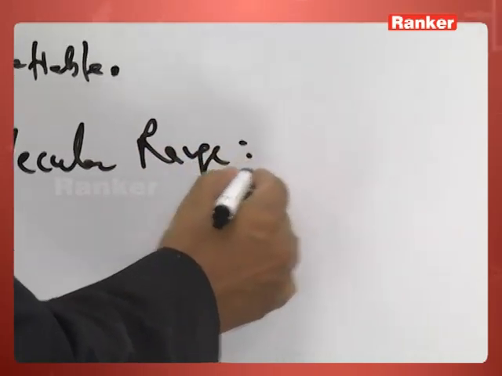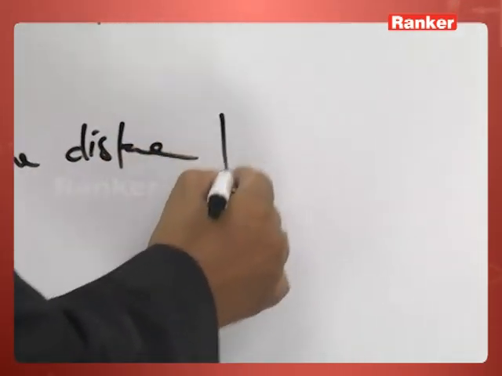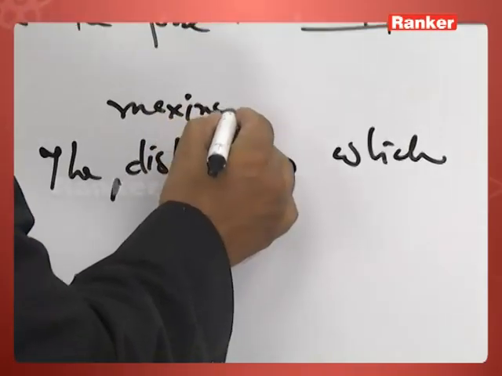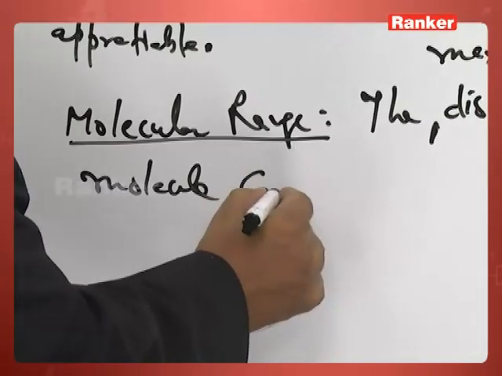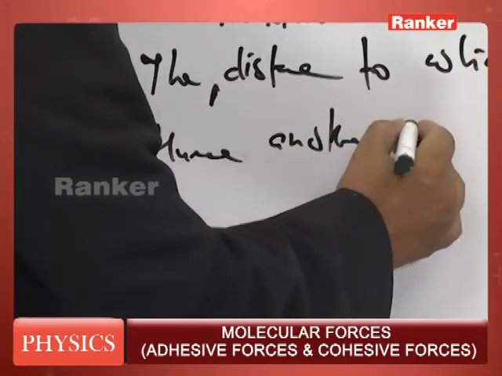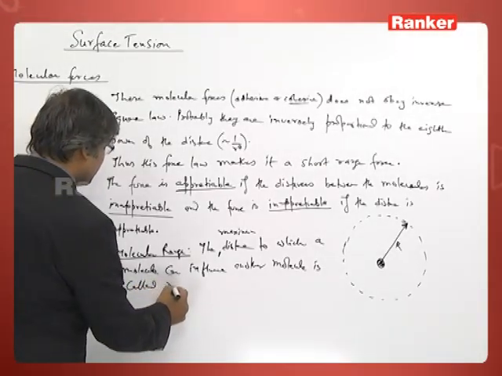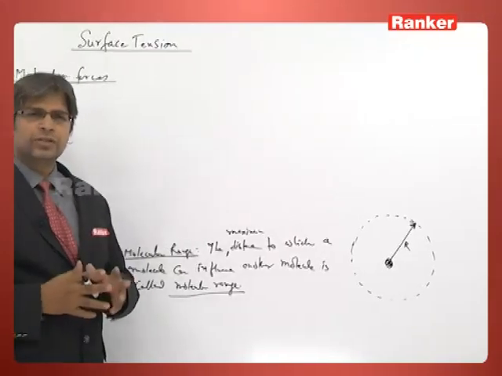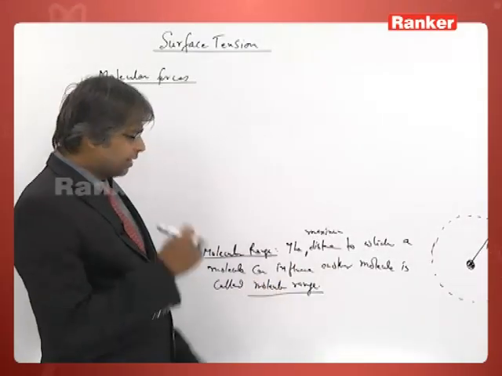What is molecular range? The maximum distance to which a molecule can influence another molecule is called molecular range.